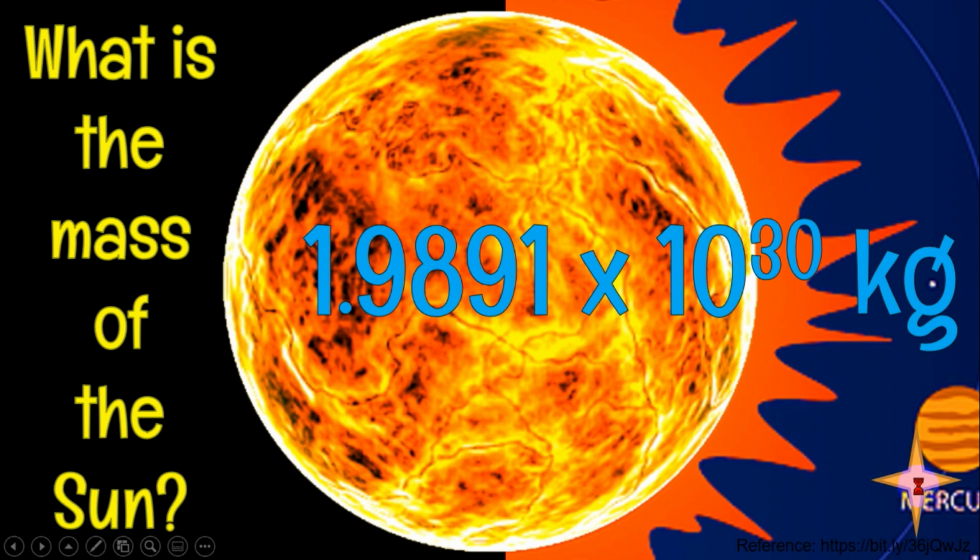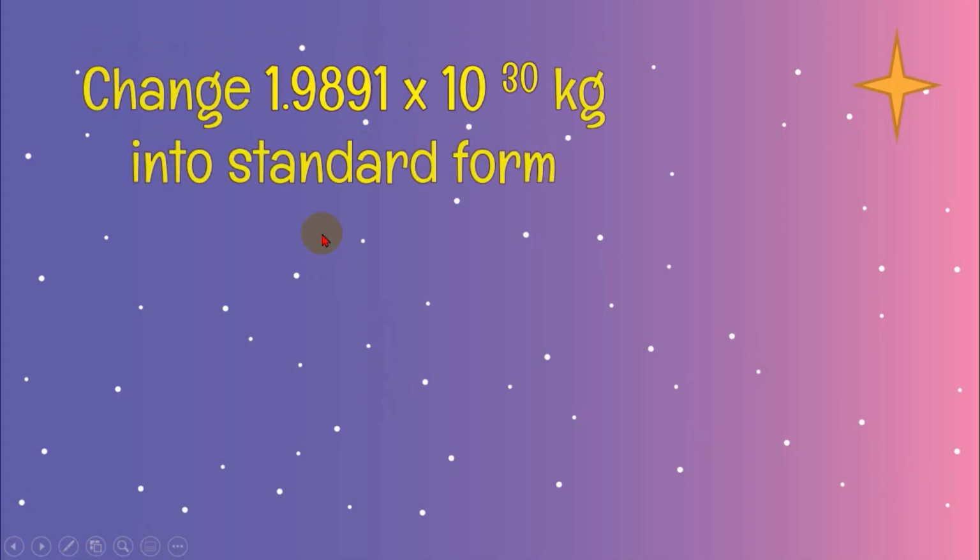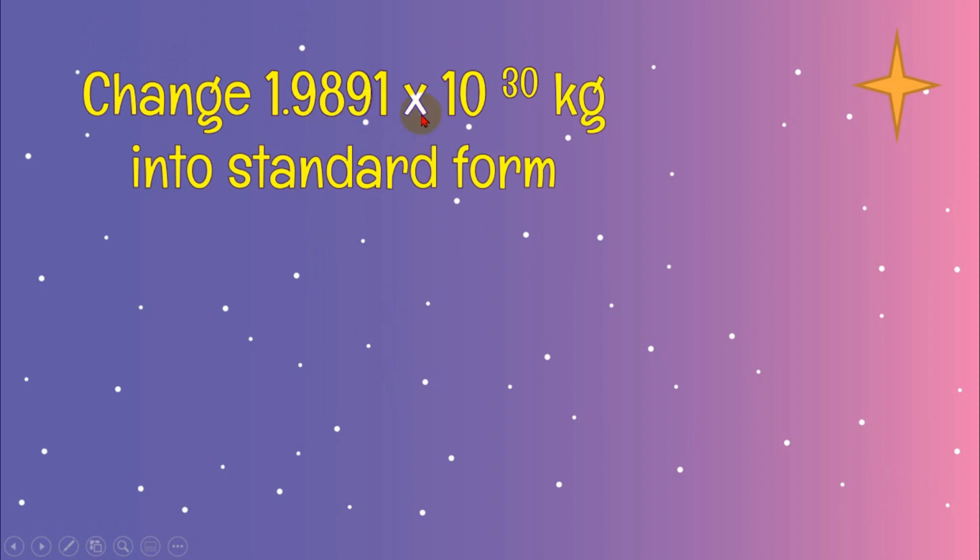Alright? So, let's change 1.9891 times 10 raised to 30 kilograms into its standard form or decimal form. Taking the given number, which is in scientific notation, this time we are going to change it into its standard or decimal form.